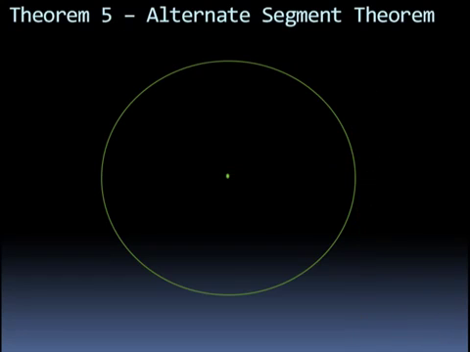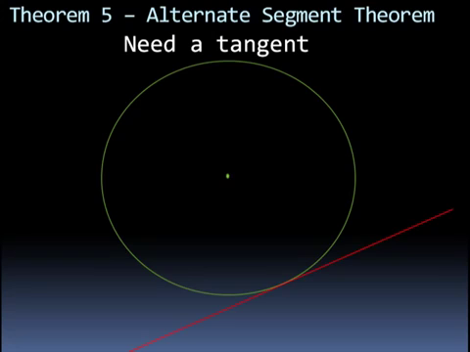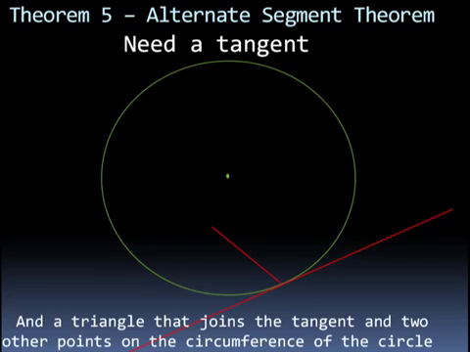So then on to the next theorem. Theorem 5, the alternate segment theorem. So don't get confused with all these theorems. You can always go back to check. Well, for this theorem, we need a tangent. And so we have a tangent. What else do we need? We need a triangle, where one of the vertices meets the tangent. A triangle has three vertices. One vertex here, another one here, and another one down here.